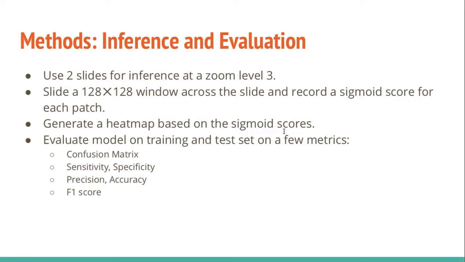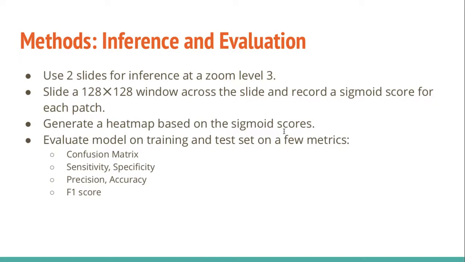For inference and evaluation, I selected 2 slides for inference at a zoom level 3. One of the slides I selected has a relatively large tumor region, and the other one has a relatively small tumor region. By selecting these 2 slides, I hope they can represent the entire slide database we have. I slid a 128 times 128 window across the slide and recorded a sigmoid score for each patch. I generated a heat map based on the sigmoid scores.